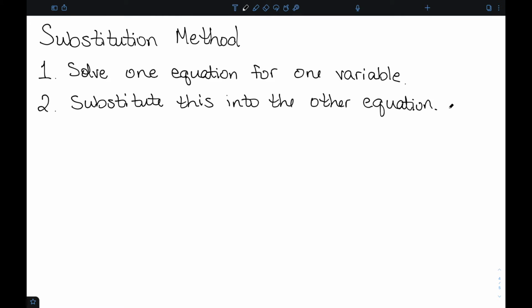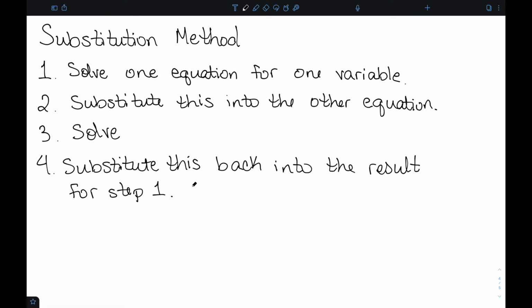We're then going to substitute this into the other equation. Let's say we solved the first equation for x. Then I'm going to substitute this expression in for x into the second equation. We will then solve this equation. It's now an equation in one variable that we will need to solve.